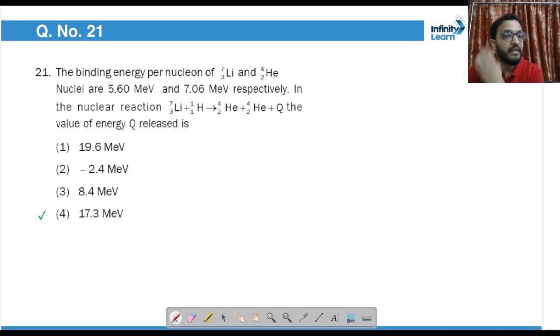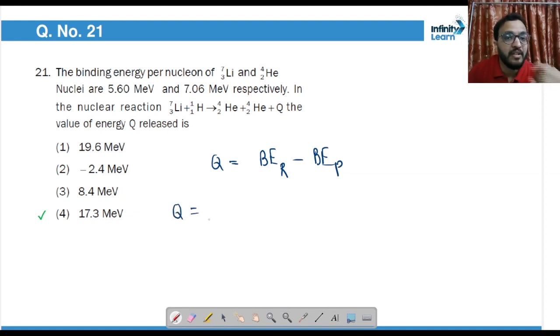Okay. Now 21. The binding energy. See, it's very easy. Q value is equal to binding energy of the reactants minus binding energy of the products. That's all. So what is the binding energy? Achha, per nucleon they have given, right? So what is the binding energy per nucleon of lithium? Achha, reactants, what are the reactants? Lithium. Hydrogen will not have any binding energy. Why? Because it's a single proton, so there will be no mass defect.